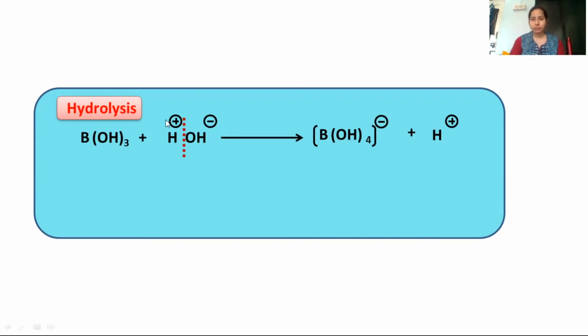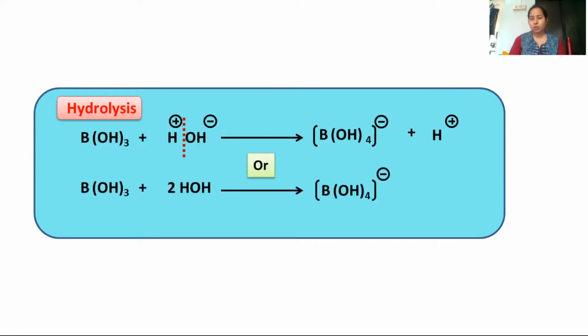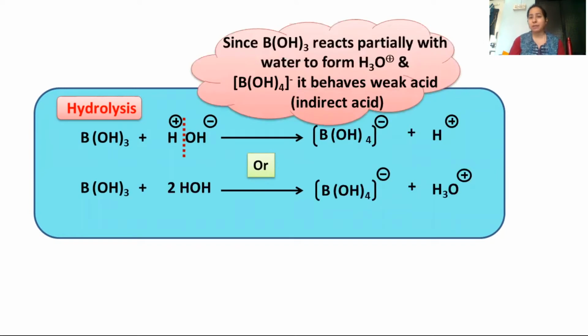Along with that, if I write this as H2O, we know that in water H plus never moves freely. It is always hydronium ion, H3O plus. So you can write this reaction in this way also. What you understand from here is that boron is accepting a lone pair of electrons from oxygen. So in this case, BOH3 reacts partially with water to form hydronium ion.